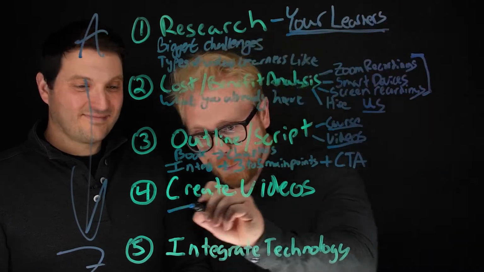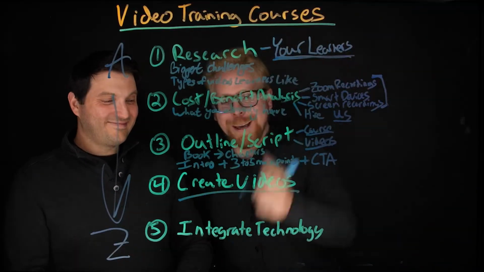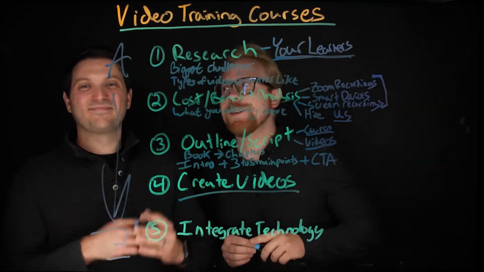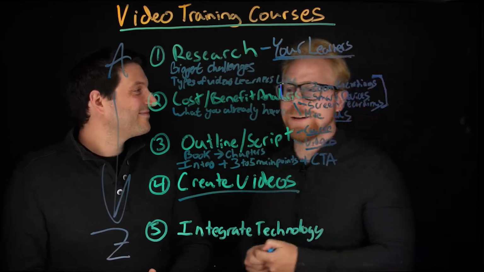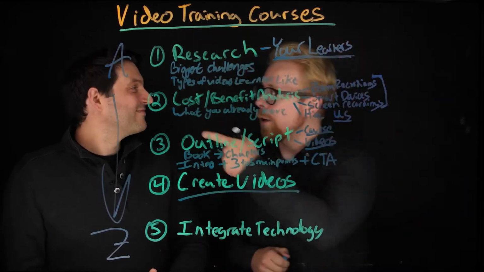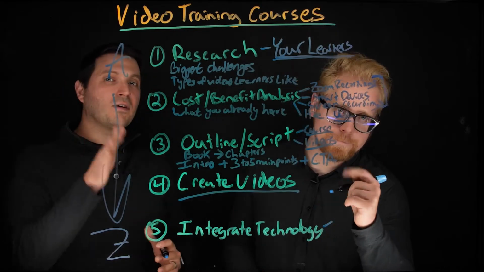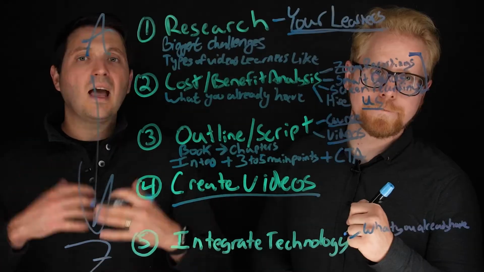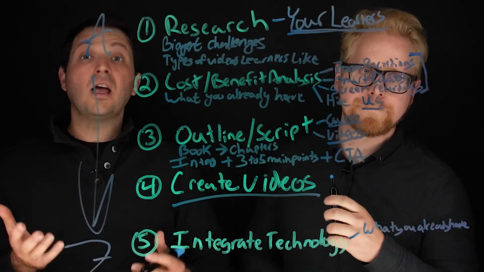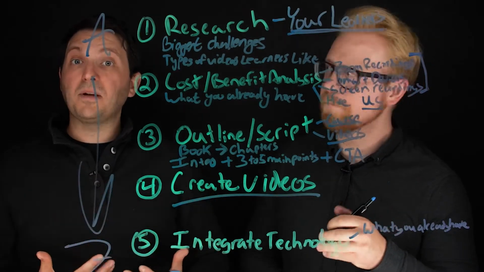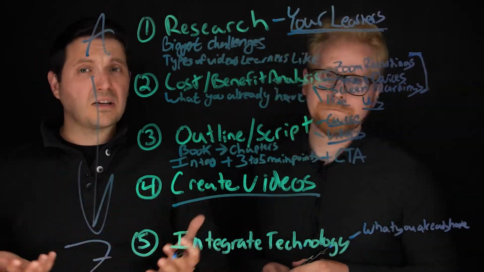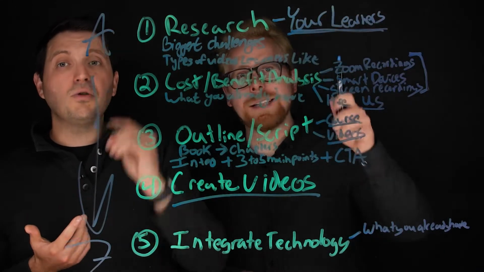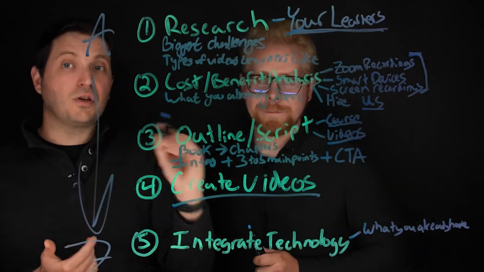That's number 4. Number 5, integrate technology. So take those video trainings that you created and put them in what, Hector? There are several types, and the first type is what you already have. Again, you may have a technology that is already in existence in your company. Maybe you have a learning management system or any sort of technology platform that you're using, not just to host the videos, but also to distribute the videos.